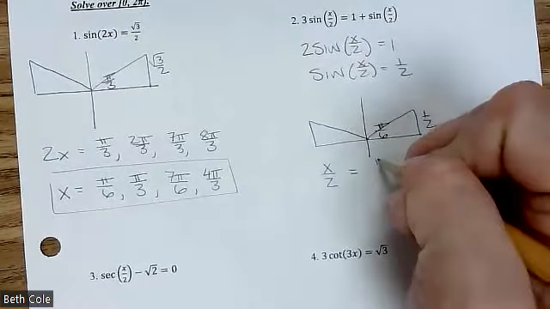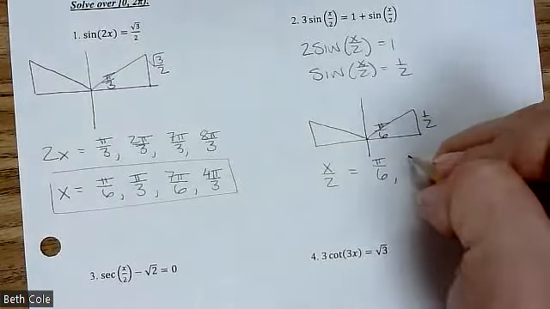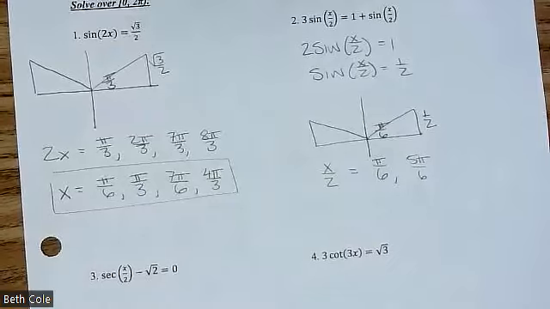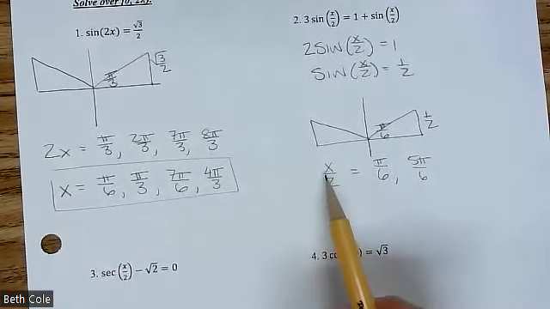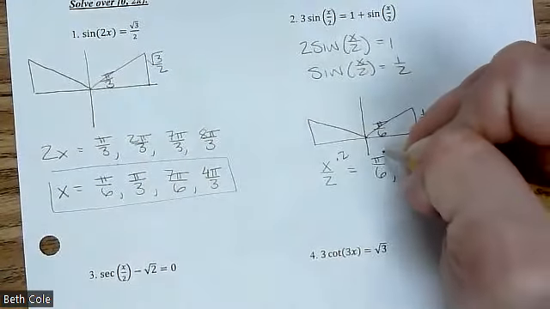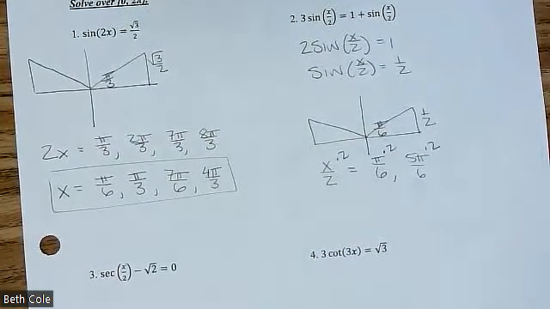So the first one's pi over 6. What is the one that's in the second quadrant? 5 pi over 6. Perfect. Now we're not dividing by 2 in this case. To get rid of this 2, you would multiply by 2. And you know what? Here, I'll write it out. If you want to write times 2 to all of these, if that helps you, write that. Whatever helps you, write that.